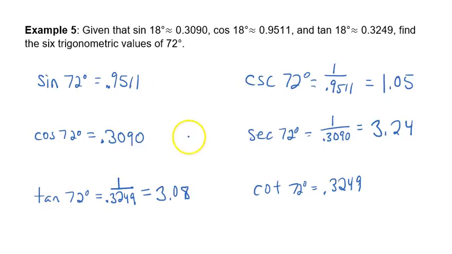And the partners aren't the same. In the cofunction, the partners are sine and cosine. In the reciprocal, we're talking sine and cosecant, cosine and secant, tangent and cotangent. So learn those relationships. And that concludes this lesson.